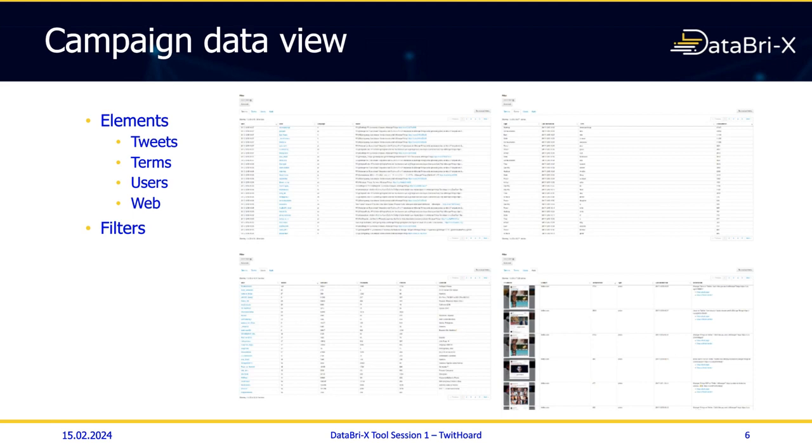Also, the Twit Hoard user has the ability to apply filtering on the collection throughout all these elements. That is, select specific terms that they want to appear in the tweets. And this way, the tweets are filtered. Tweets that only have these terms are presented to the user.